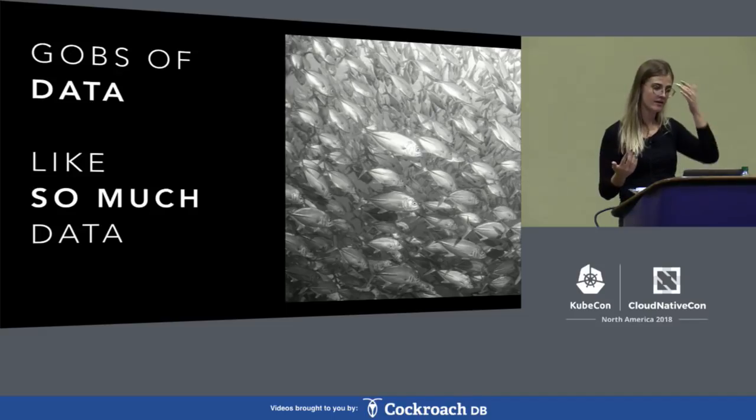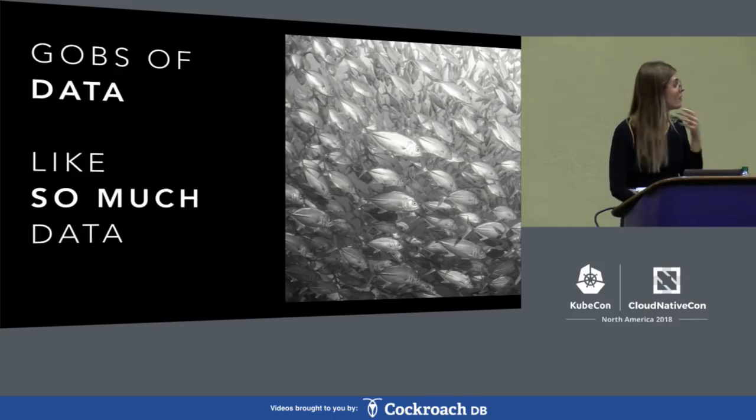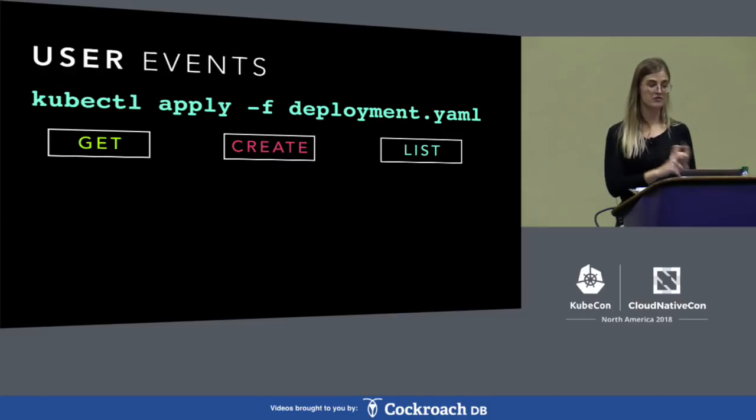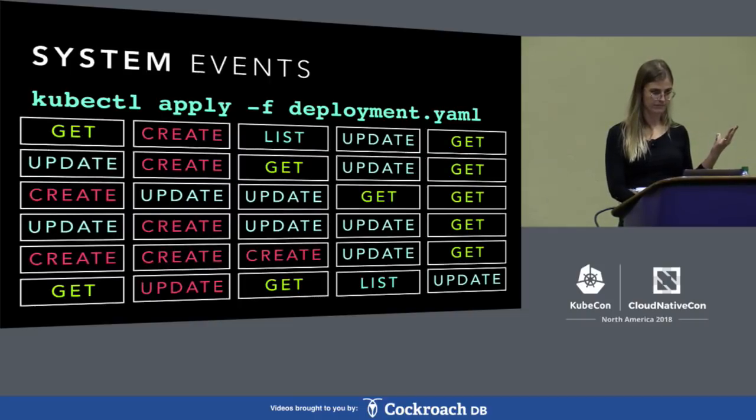So just to give that some color, I want to give an example of one interaction with the API server. If I'm a developer and I just want to create a simple deployment, assuming this command successfully creates, you can expect to get at least 3 logs that are attributed to me. A get, that's checking to make sure the deployment I'm trying to create doesn't already exist. That's going to fail. A create, the actual creation of the deployment, and then a list, just making sure the deployment is there and everything's copacetic. So 3 events for that one action.